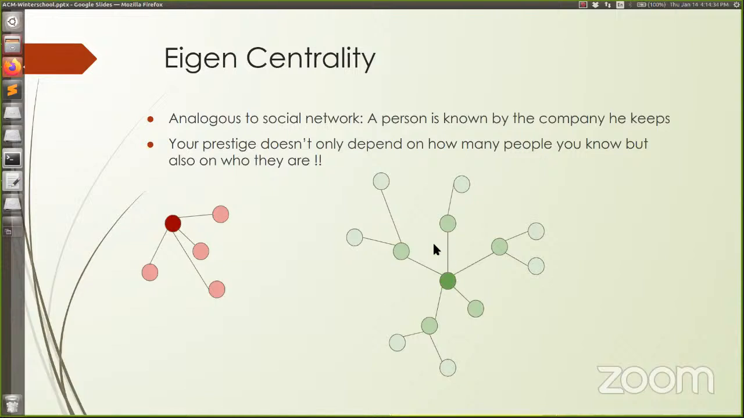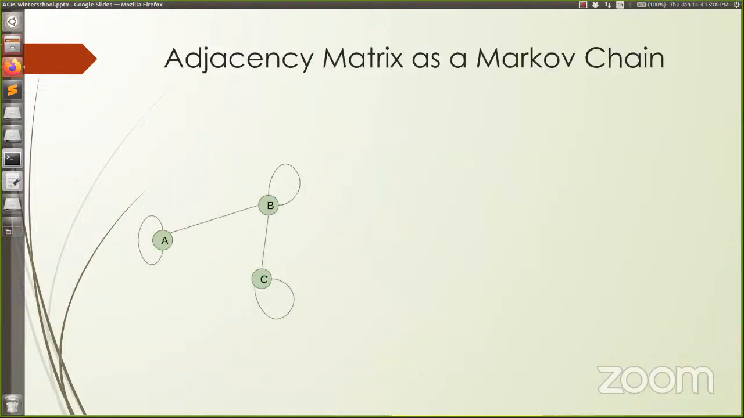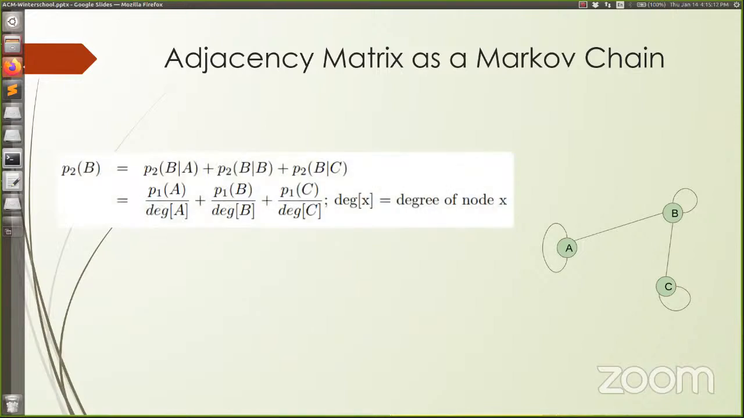Now I'll fix this particular node and update the value of this node. In turn, I'll use the updated value to recompute the score for this node and this node. So it's an iterative process. We fix all nodes except one at a timestamp, update the value for that particular node, then fix it and update something else. That's how this time thing works, and this is what this equation represents.